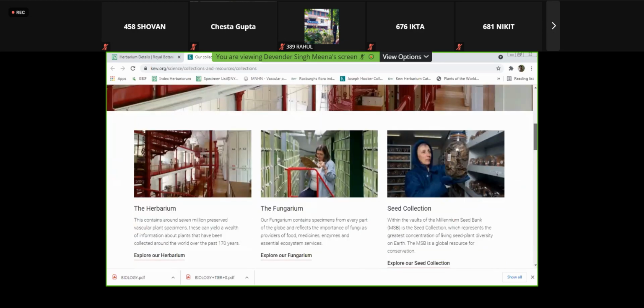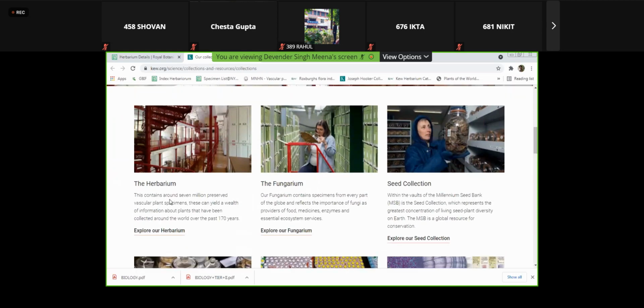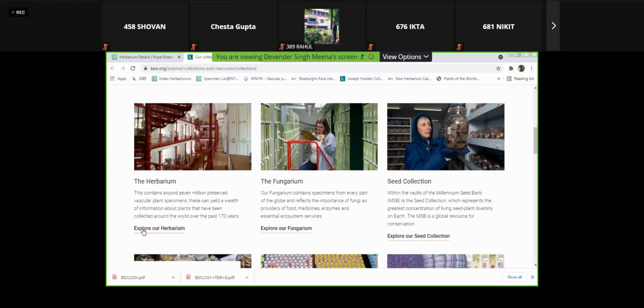They have collections from different formats or different fields. They have the herbarium, which deals with pressed and dried specimens of plants. They have a fungarium as well, where you can get lots of fungal specimens. Just like a herbarium or xylarium, they have a fungarium, and they also have a very good seed collection, right? So here we have the links to explore the herbarium, the fungarium or the seed collection.